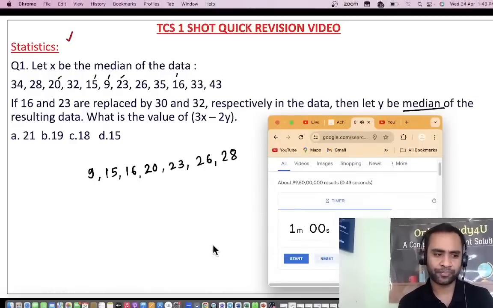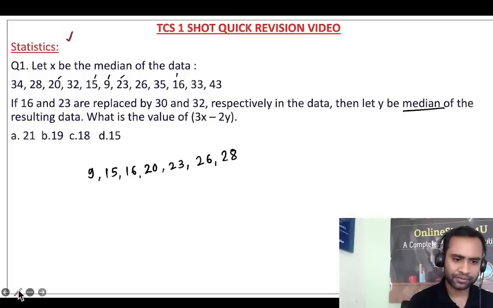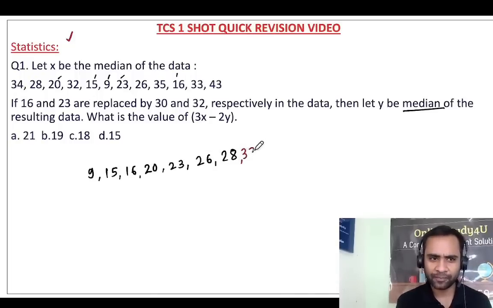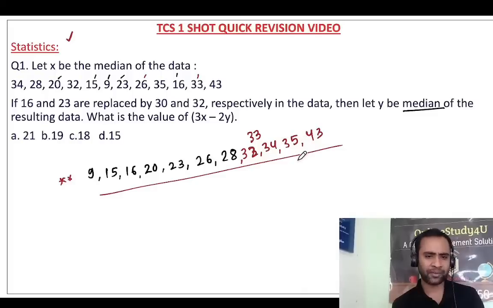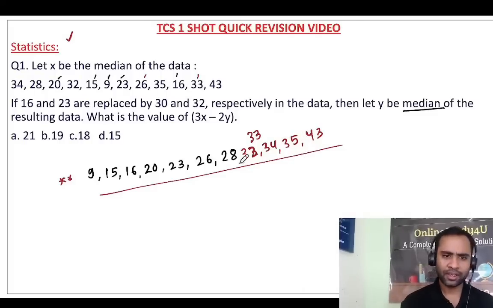So your time is up. No one has solved it. Okay, 26, 28, and then we have 33, then 34, then 35, 32 is missed, 32, then 33, then 35, and then 43. Is there any problem here, or is it fine? Now how many numbers are there? 1, 2, 3, 4, 5, 6, 7, 8, 9, 10, 11, 12. So 5 numbers this side, 5 numbers this side.